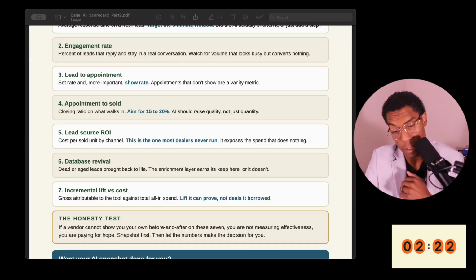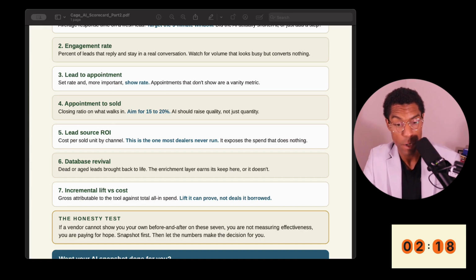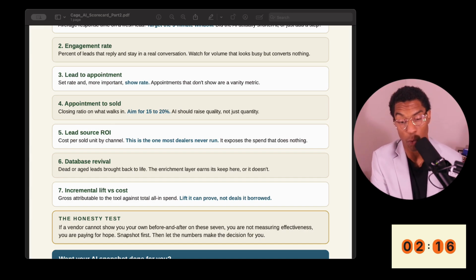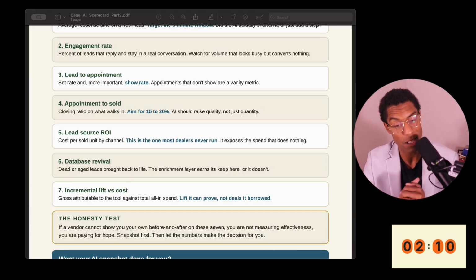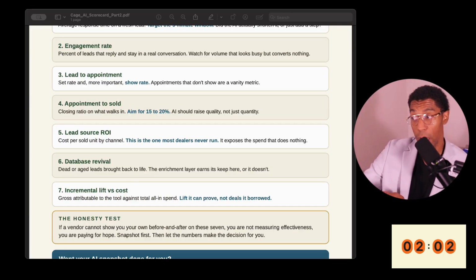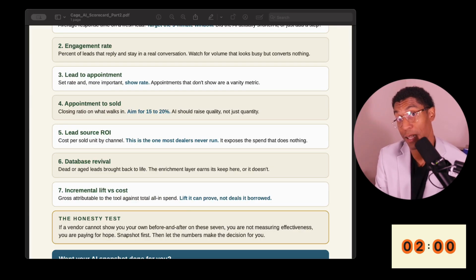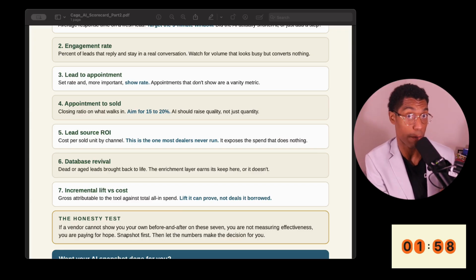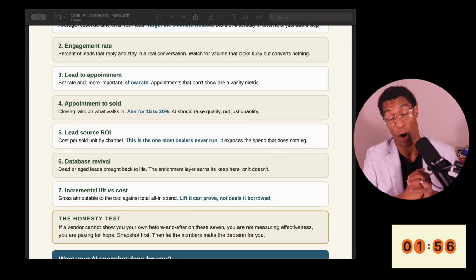All right. Let's look at number 7, incremental lift versus cost, right? So this is when you're looking at the gross attributable to the tool against the total all in, right? Look at the database revival, dead or aged leads brought back to life. So this is for that database enrichment. This is important to look at. Imagine if a company helped you enrich that many customers, what are you doing with that information? It could be a massive ROI on there.